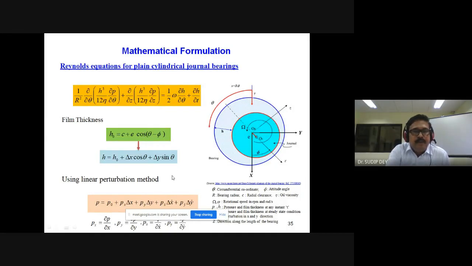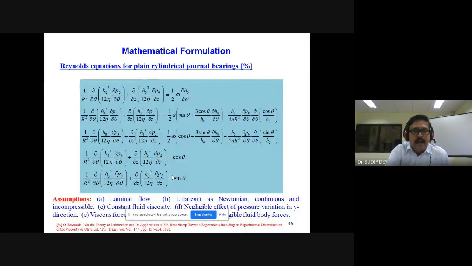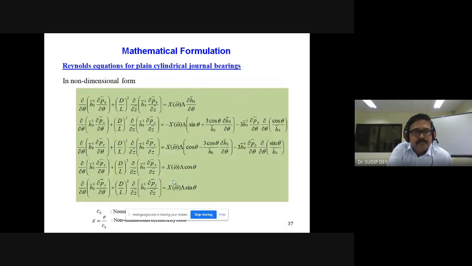Now, we started with the Reynolds equation. As you know, the Reynolds equation has the assumptions of laminar flow, with the lubricant Newtonian, continuous and incompressible. It has constant fluid viscosity. There is negligible effect of the pressure variation in the y direction, which we have considered. The viscous force is also given, and the body force is neglected here. And this is the Reynolds equation for the plain cylindrical journal bearing, in the non-dimensional form.